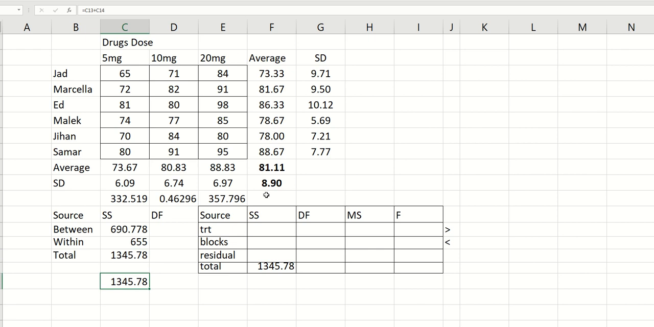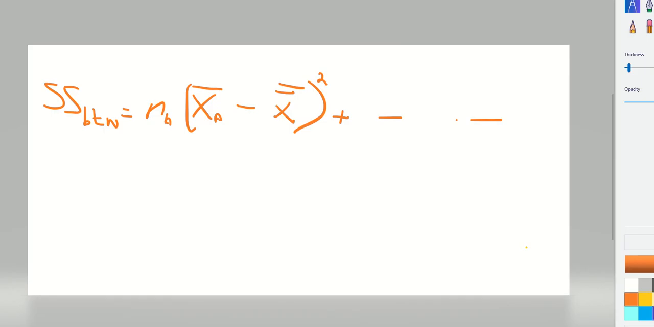Okay, let's come to this table so that we actually do the one we're interested in. The treatment is nothing but the between. For the blocks and the residual, I have to do some calculation. So how do I get the blocks? Well, to get the blocks, you're going to do the exact same thing. Let me just show you the formula again so that we're complete.